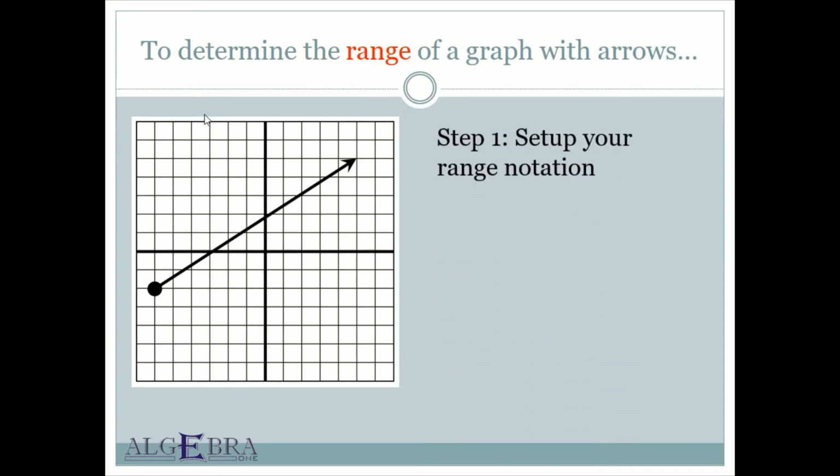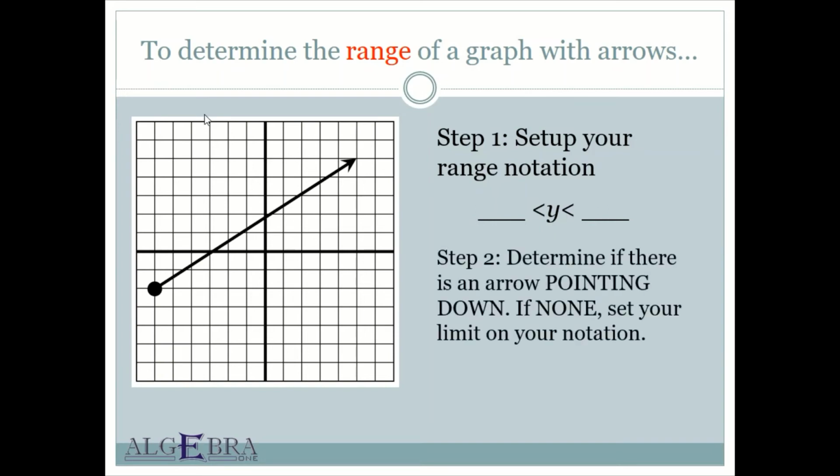First thing we're going to do is set up our range notation. Remember, this has a y in the middle. So here we want to work from least to greatest. When we're talking about the range, our y values, we're going to be looking at the y-axis. Here, the smaller numbers are at the bottom of the graph. So when we work from least to greatest, we're going to be working from the bottom to the top.